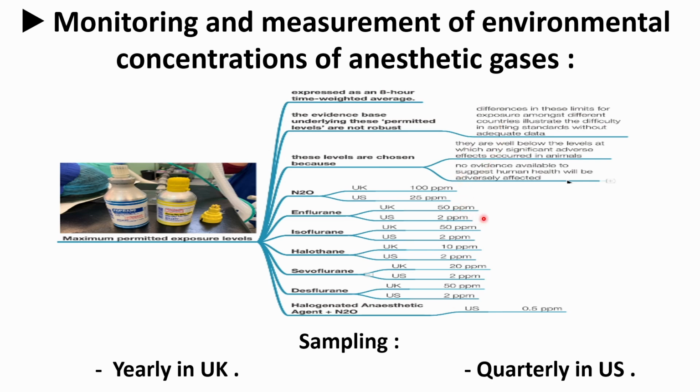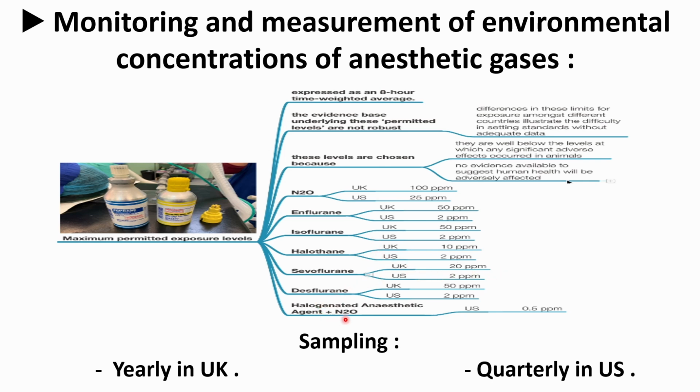We are using a unit named parts per million, and we should know these numbers as they are very common in MCQ questions. Isoflurane is 2 parts per million. Halothane, sevoflurane and desflurane are 2 parts per million. The only exception to this is nitrous oxide, which is 25 parts per million.